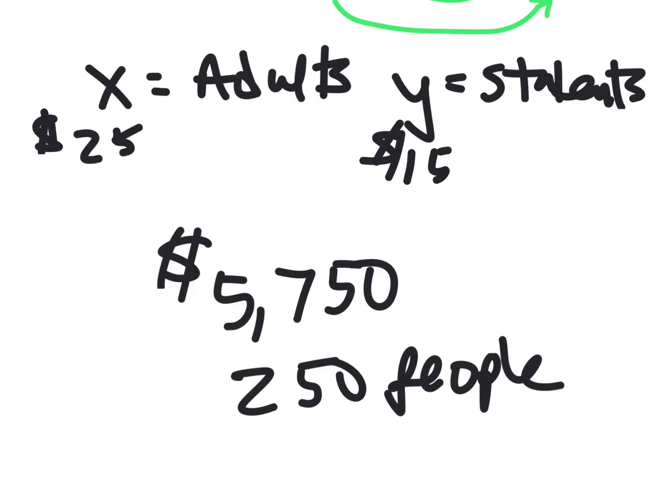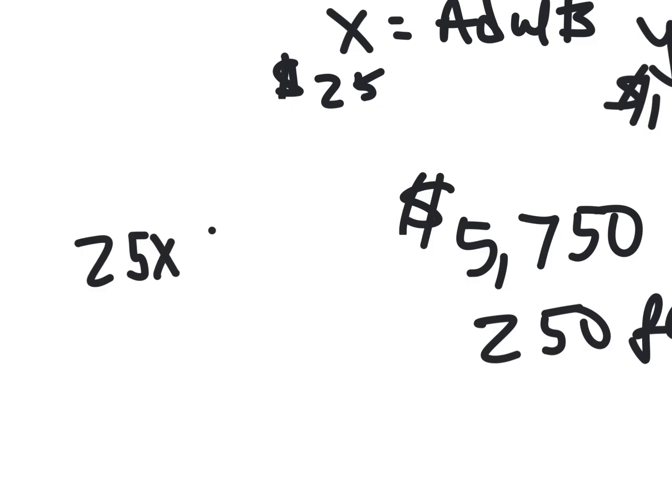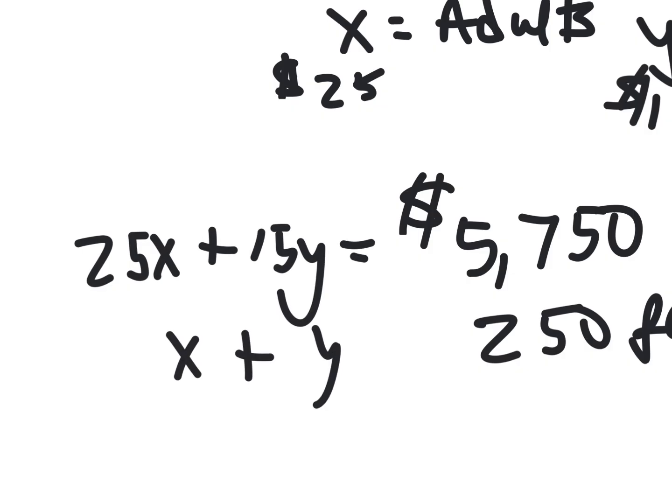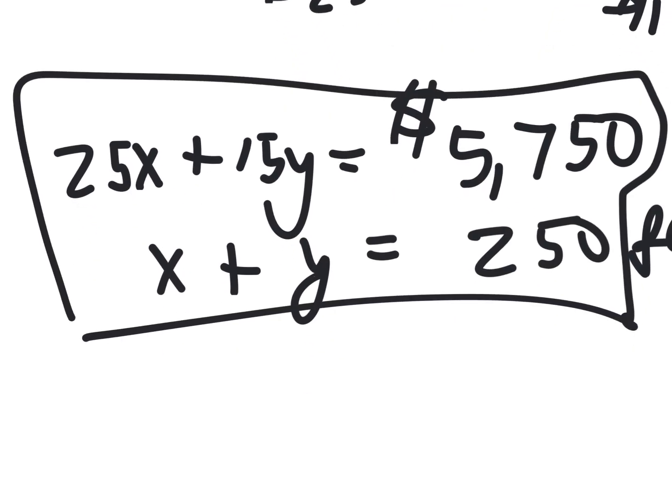All right, Valeria, what did you say equaled up to the 5,750? 25x plus 15y. Yep. And the other one? x plus y equals 250. Very nice. Those are a system of equations. Next, make it into a system of matrices and then do that whole inverse A times B thing to solve it. Okay, here's how that should have looked.